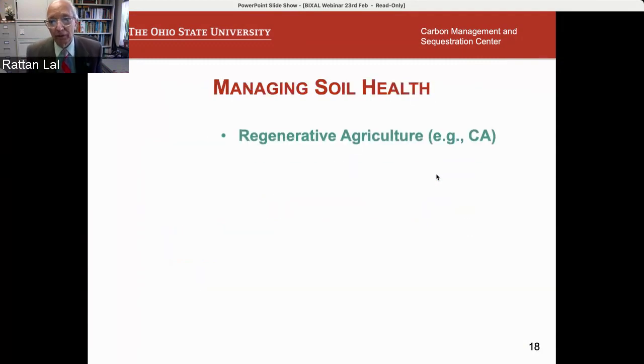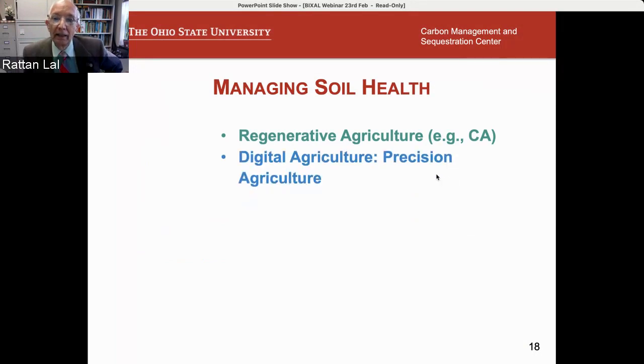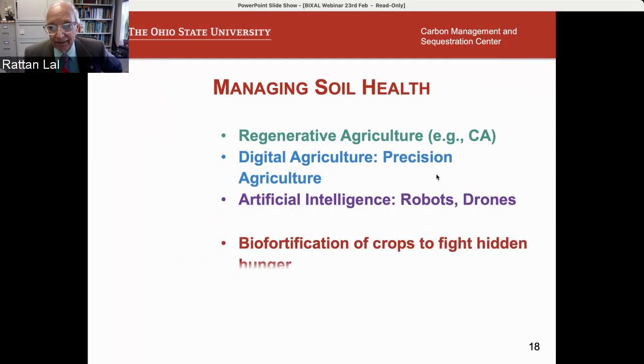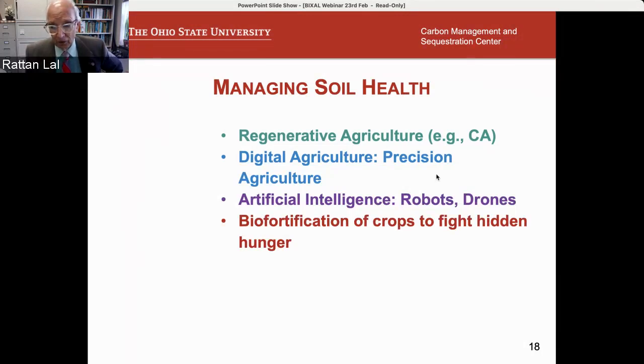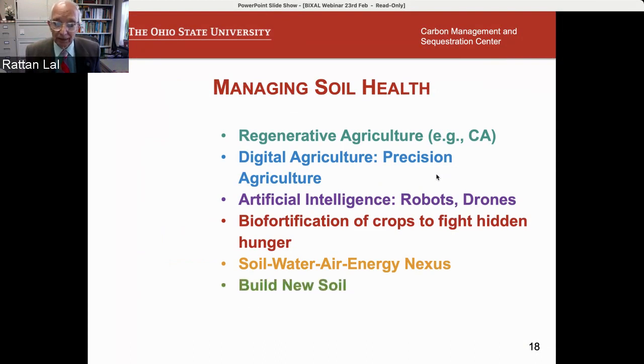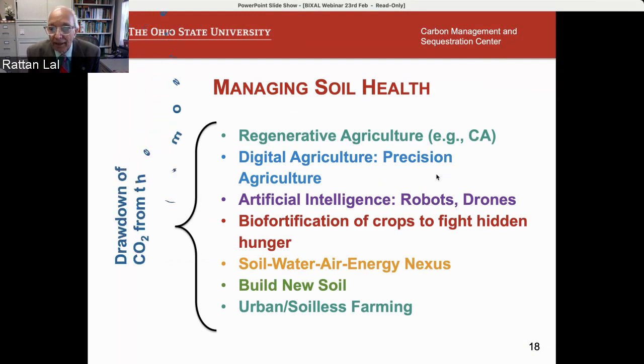Managing soil health is very critical to regenerative agriculture, digital agriculture, artificial intelligence in agriculture, and biofortification of crops to fight hidden hunger. The soil, water, air, energy nexus is about interconnectivity. These are not silos. They interact together. And of course, we must try to build, synthesize, and restore soil quality and soil health. We must think about soil-less farming in an urban ecosystem so that we can return some land back to nature, but more importantly, take carbon dioxide from the atmosphere, which we have taken a lot of for the last 10,000 years, back into the land.